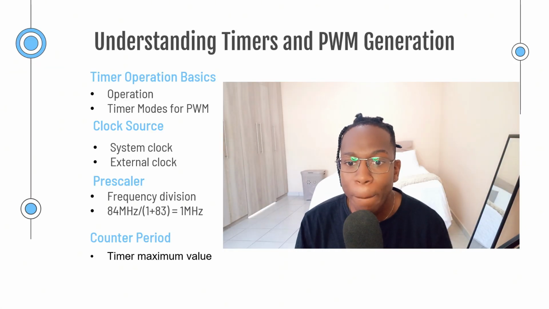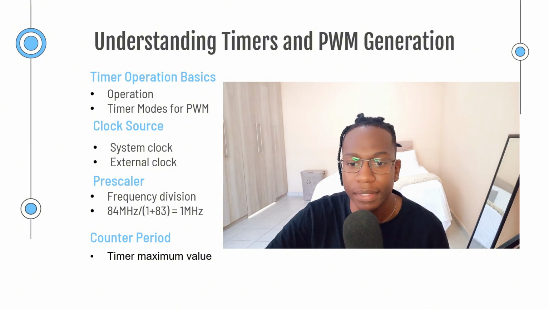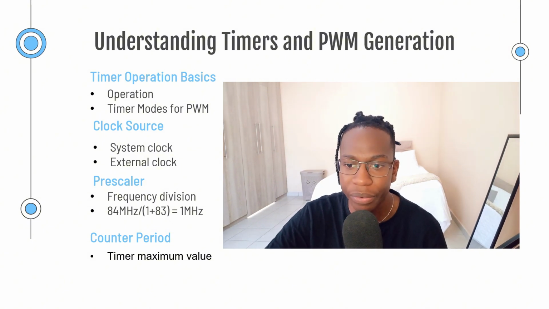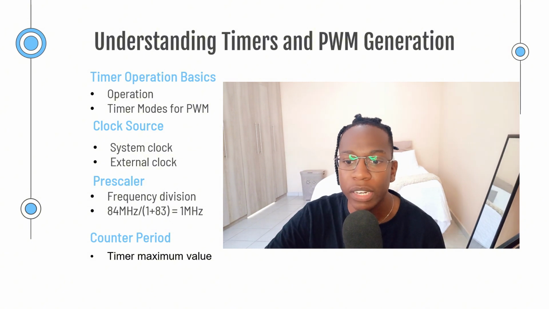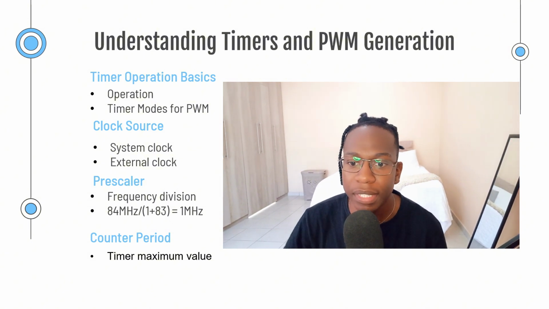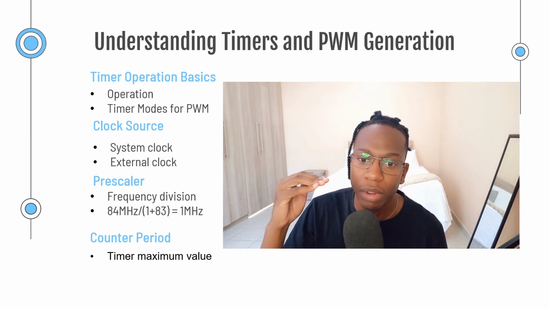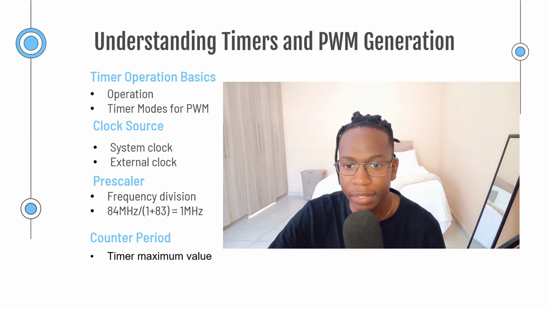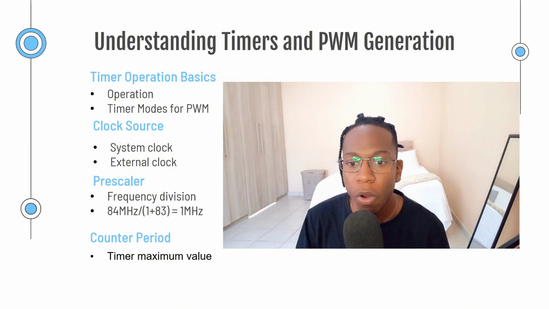Let's talk about how PWM is generated using timers in the STM32 microcontroller. Timers in microcontrollers are hardware peripherals that count clock pulses to measure time intervals. They can be used to track the passage of time, to create delays, or to generate specific time-dependent output. How timers work is that they start counting at an initial value. This value is usually 0, and they increment their count based on the input clock signal. This input clock signal can either be from a microcontroller system clock or from an external clock.